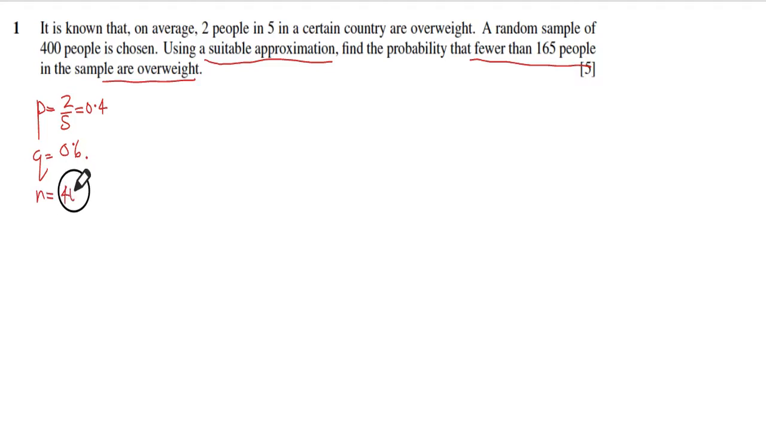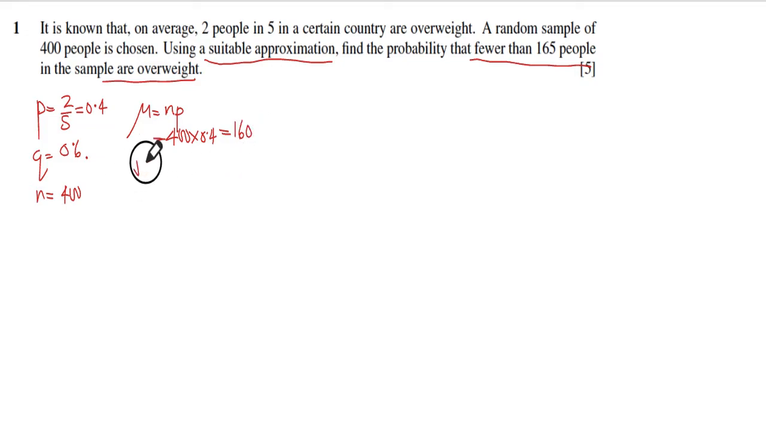We have 400 people. From there I can find what mu is, because to use a suitable approximation we're going to use the normal distribution. In the normal distribution, we need the standard deviation and mu, which is the mean. To find mu, the mean, we use n times p. Here n is 400 and p is 0.4, so the answer is 160.